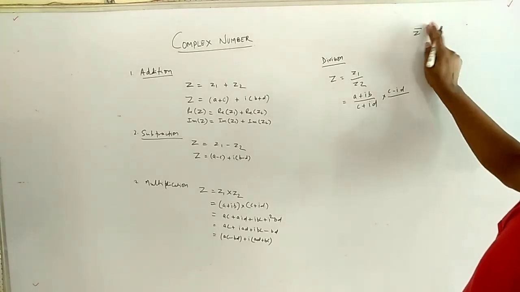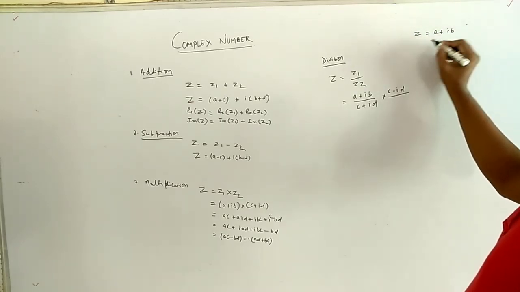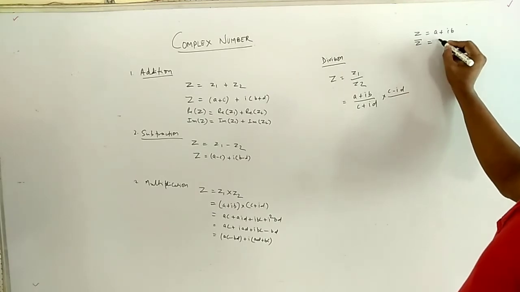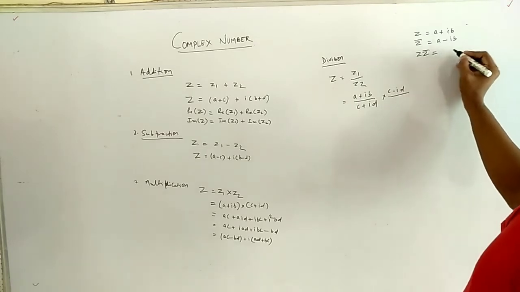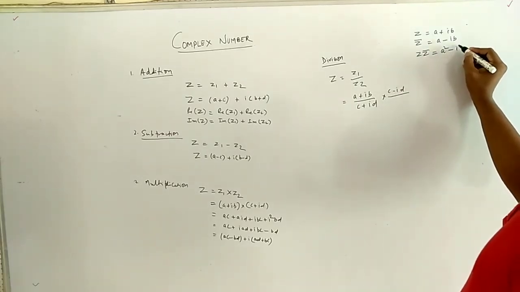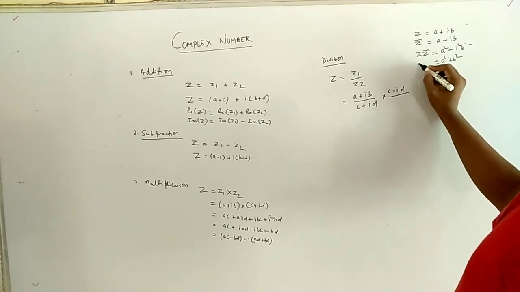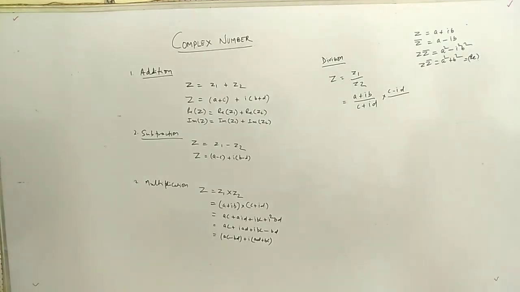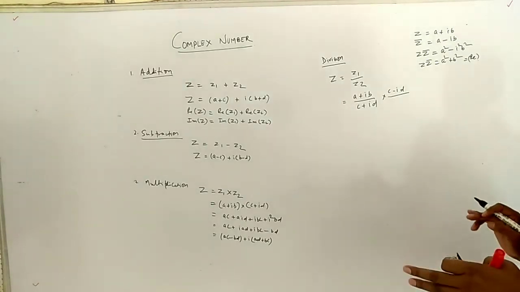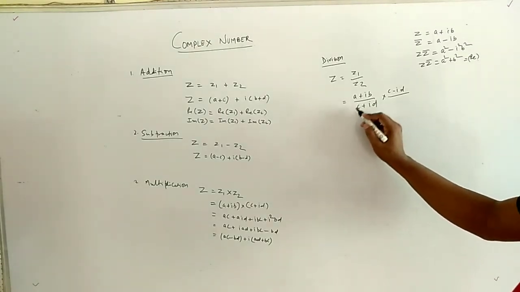So if z is a complex number a plus ib, its conjugate is z bar, that is a minus ib. If you multiply the complex number with its own conjugate, you will get a square minus i square b square, that is a square plus b square, and this number is purely real. There is no imaginary part. So when you multiply a complex number with its own conjugate, that will give you a real number. That's why I want the denominator to be a real number.